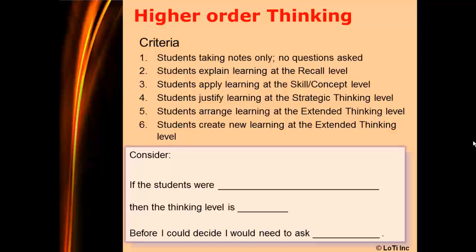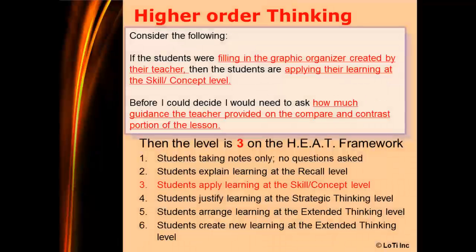As we consider the level, it is helpful to consider an if-then statement. If the students were doing a specific thing, then the thinking level would be a certain level, and that helps you sometimes decide where that thinking level is. Let me show you an example. Consider this. If the students were filling in the graphic organizer created by the teacher, then the students are applying their learning at the skill and concept level.